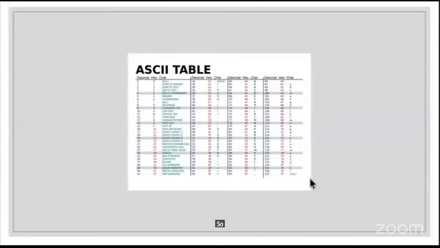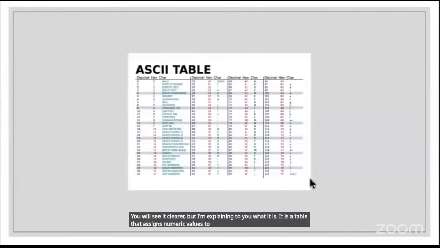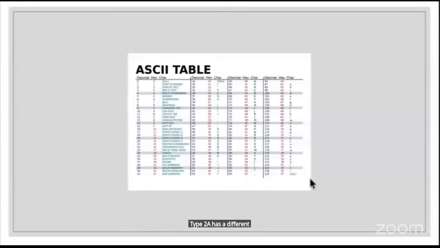So with the internet, ladies and gentlemen, you can go in and type ASCII table, as you are seeing on your screen. You will see it clearer, but I'm explaining to you what it is. It is a table that assigns numeric values to alphabets. Capital A has a different code. Small letter a has a different code.